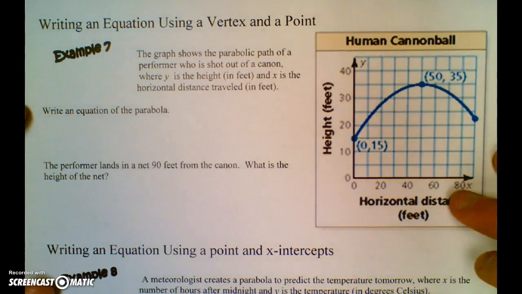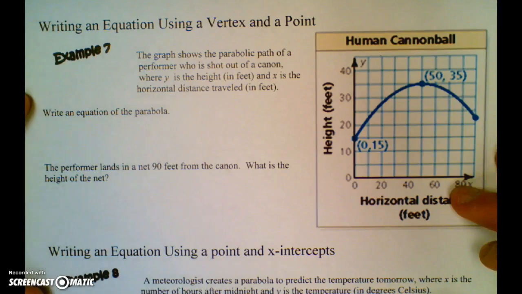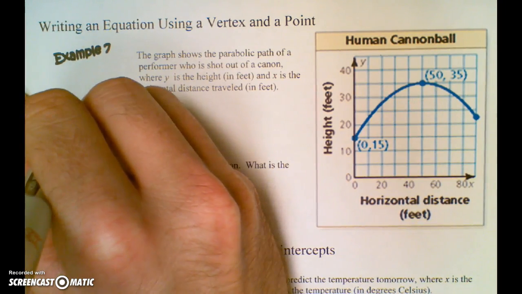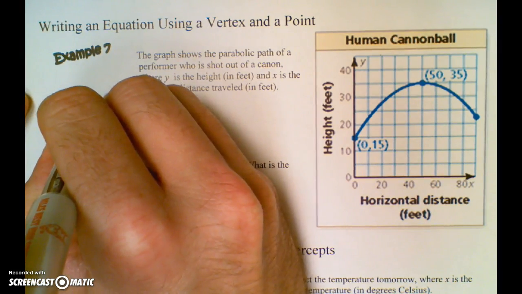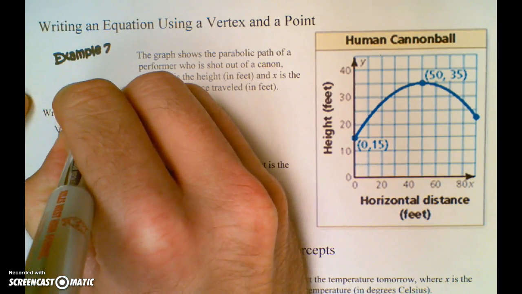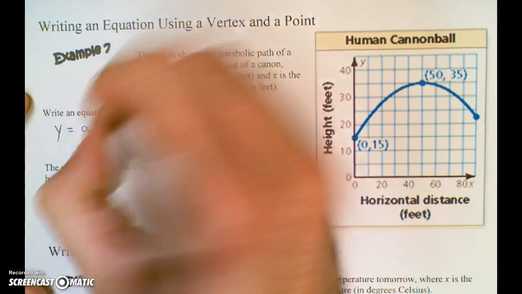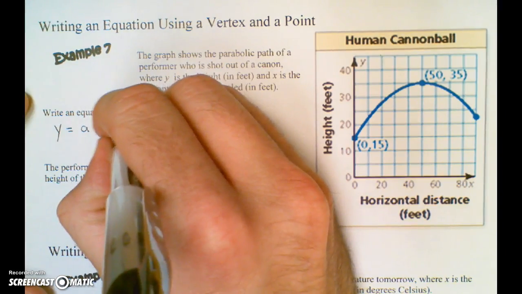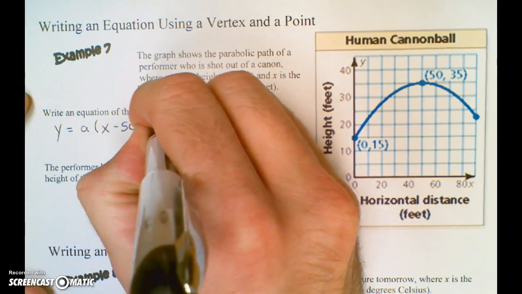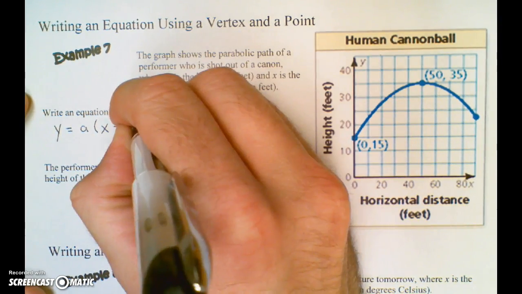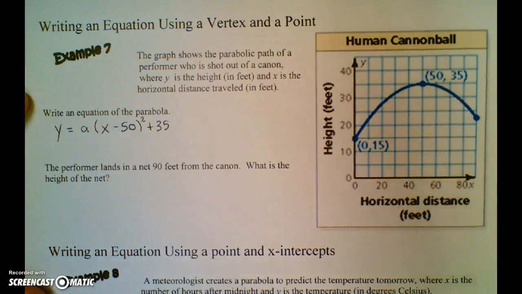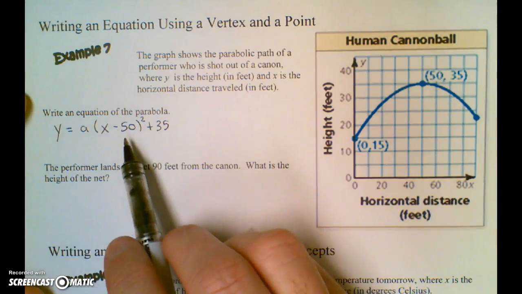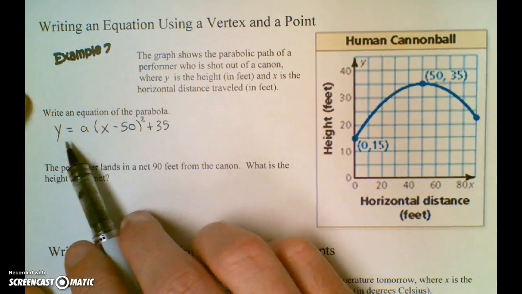So the equation, we know the form for vertex form: y equals a, because I don't know what the a value is, times x minus 50, and here's my vertex, so it's minus 50 plus 35. And then don't forget the squared. So using the vertex form, I use my vertex to start the equation.